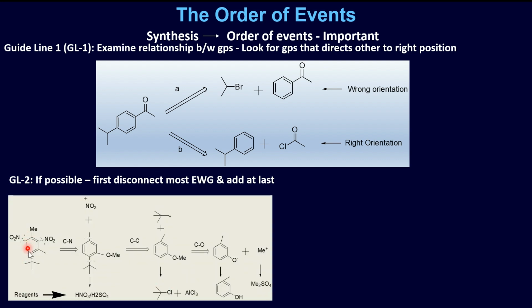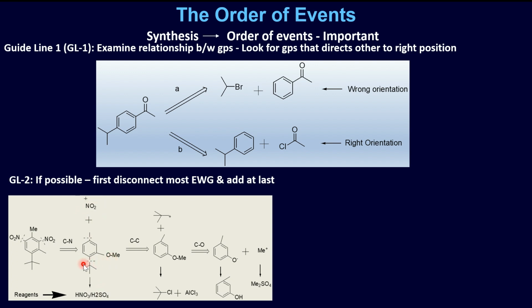If I take this molecule as an example, it has methyl and methoxy groups, two nitro groups, and a tertiary butyl group attached to the benzene. The electron withdrawing group present here is nitro. First I will disconnect the C-N bond. I will get the corresponding nitronium ion. The synthon nitronium ion can be obtained from the reagent nitric acid and sulfuric acid.